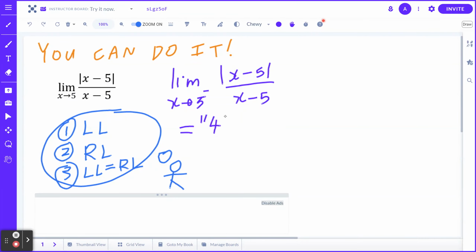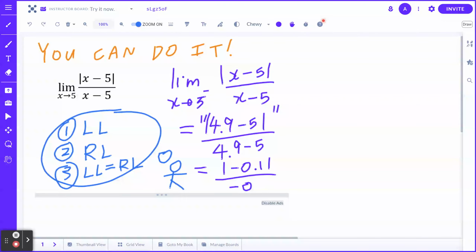And I could pick, for example, the absolute value of 4.9 minus 5 divided by 4.9 minus 5. And again, if you go back and think about this, this equals the absolute value of negative 0.1 divided by negative 0.1, which basically equals 0.1 divided by negative 0.1, which is negative 1. So we found the left limit, and the answer is negative 1.